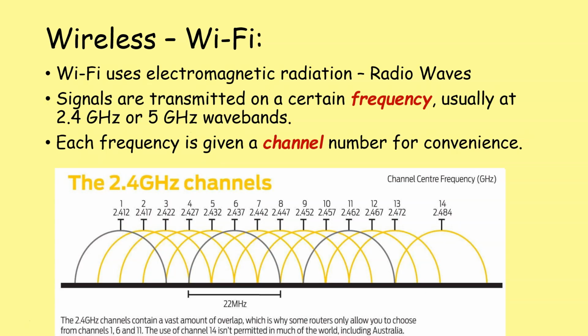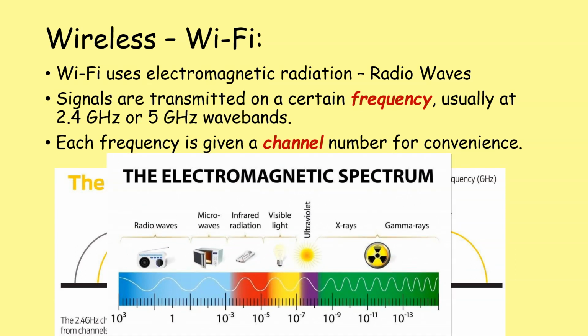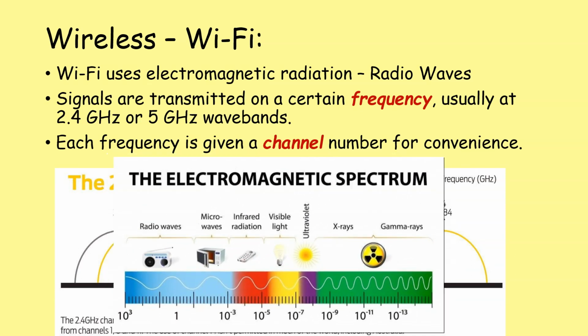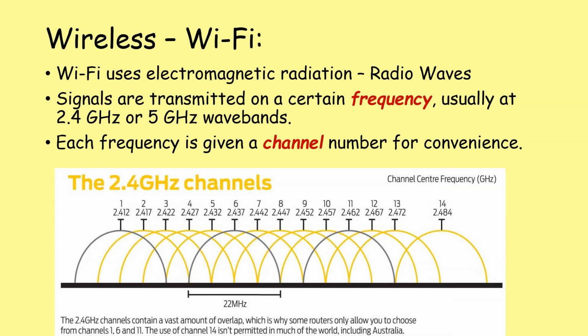Wi-Fi uses a part of the electromagnetic spectrum called radio waves. Usually the signals for Wi-Fi are transmitted around the 2.4 GHz and the 5 GHz wave bands. Each frequency is given a channel number for convenience. So if you look at this chart here, you can see this is the 2.4 GHz band, and we've got a whole bunch of channels around here. And each channel operates at a certain frequency.